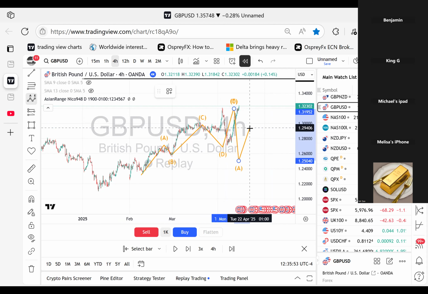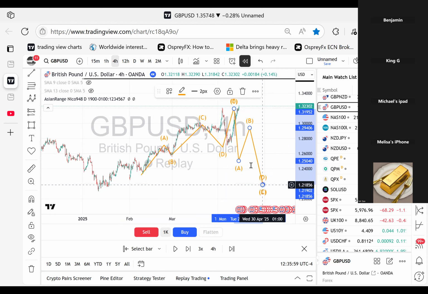Exactly. So when you say close below the D, what do you mean? That's a higher low. When you say the market is going to close below the D, breaking the structure, what does closing below mean? You need a candle closure. You don't need a wick. You need a full body candle closure below this low.